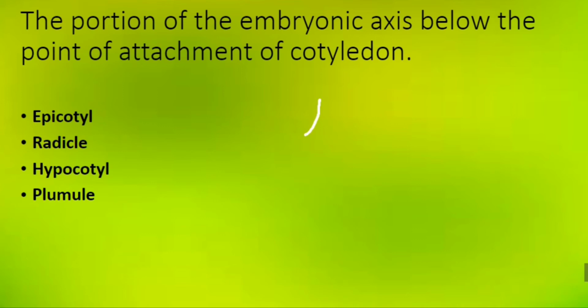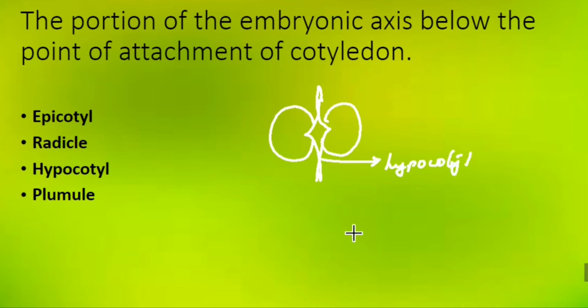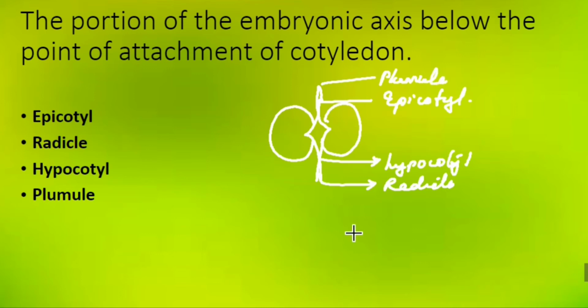The portion of the embryonic axis below the point of attachment of cotyledon. So usually we know that, suppose this is the embryonal axis. Okay, here are the cotyledons. So below the attachment of cotyledon is the hypocotyl. Above the level of attachment is the epicotyl. This will terminate in the radicle. This will terminate in the plumule. Plumule will give rise to the shoot. Radicle will give rise to the root. R for R, you can remember, radicle, root. So here the answer is hypocotyl.